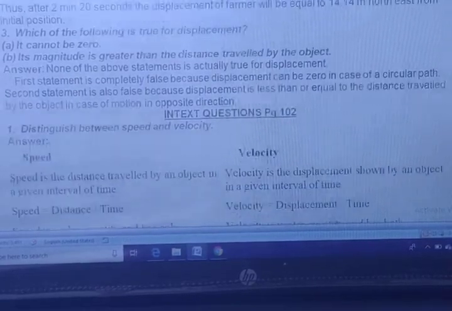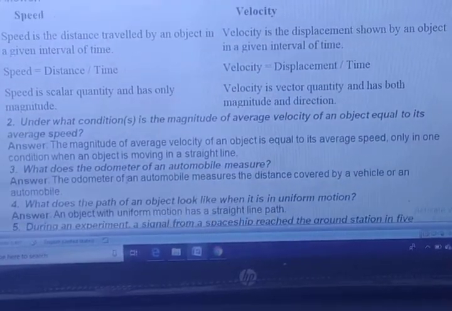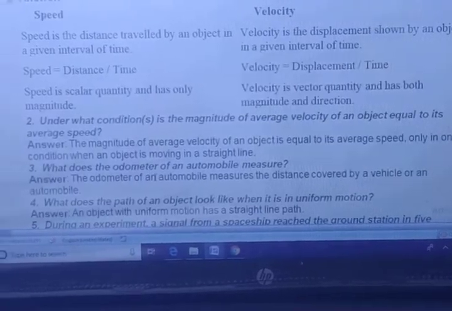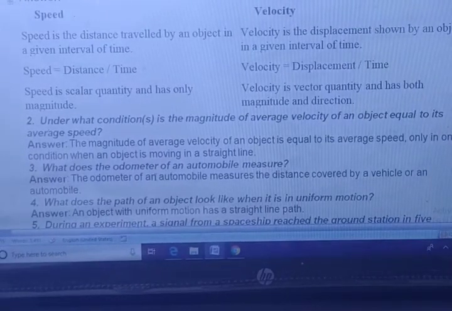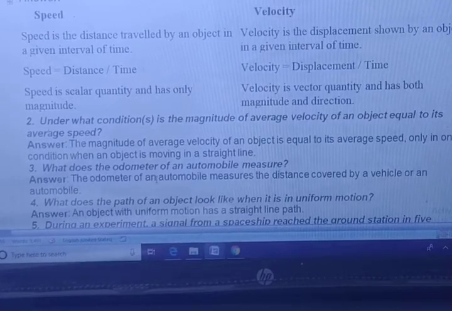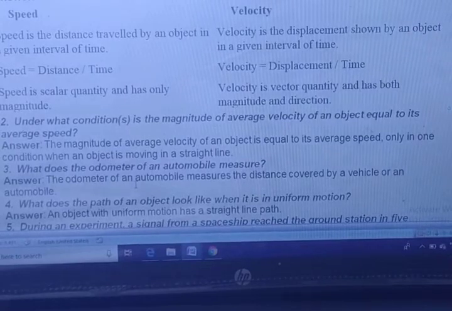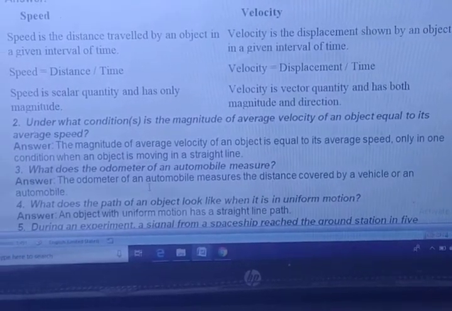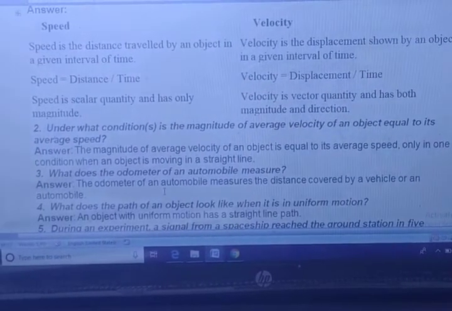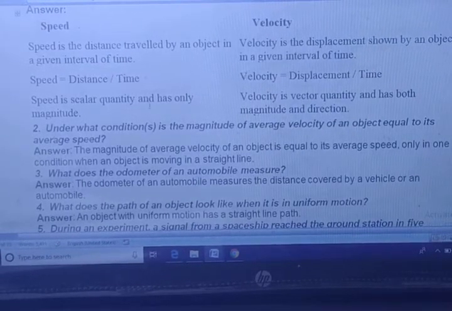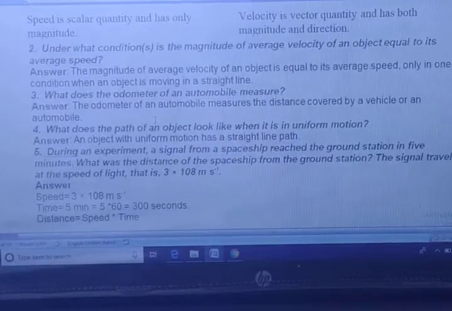You can see the difference between speed and velocity as I have mentioned here. What is speed and what is velocity? It's very nicely mentioned. Speed is the distance traveled by an object in a given interval of time, and velocity is the displacement shown by the object in a given interval of time, right? See, each and every definition we can write very easily, and I hope all of you are understanding the concepts also. You can check each and every question as I have described.